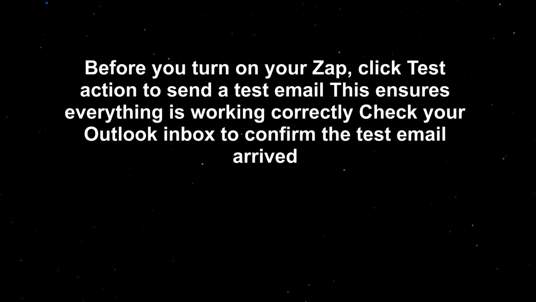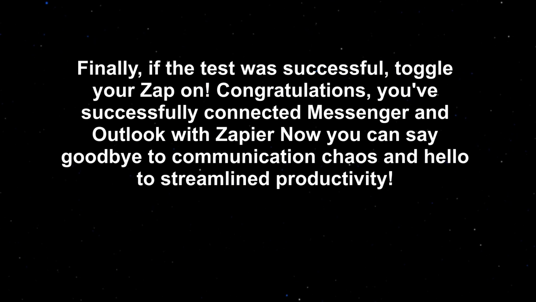Before you turn on your Zap, click Test Action to send a test email. This ensures everything is working correctly. Check your Outlook inbox to confirm the test email arrived. Finally, if the test was successful, toggle your Zap on.